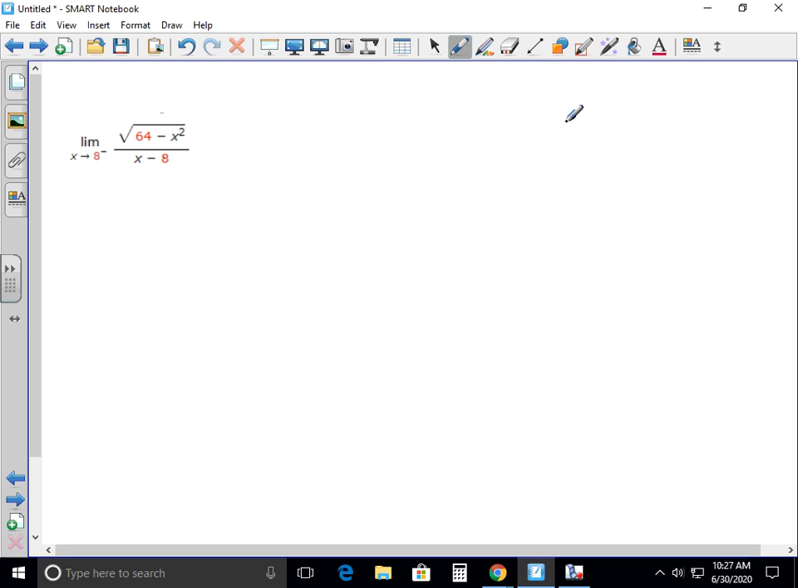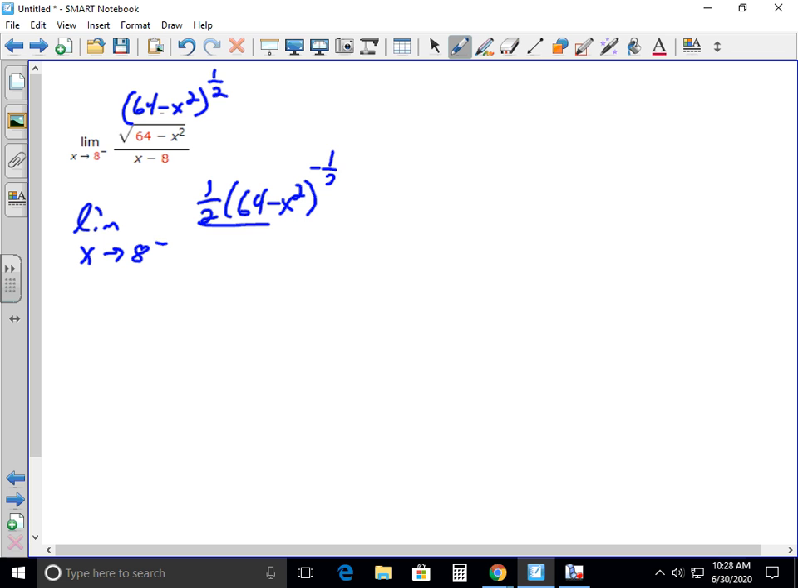So if we want to do this using L'Hopital's rule, consider this 64 minus x squared to the 1/2. If we take the derivative of top and bottom, the derivative of the numerator is 1/2 64 minus x squared to the 1 less power times the derivative of the inside. On bottom, the derivative is 1. So this 2 and that 2 will cancel out.